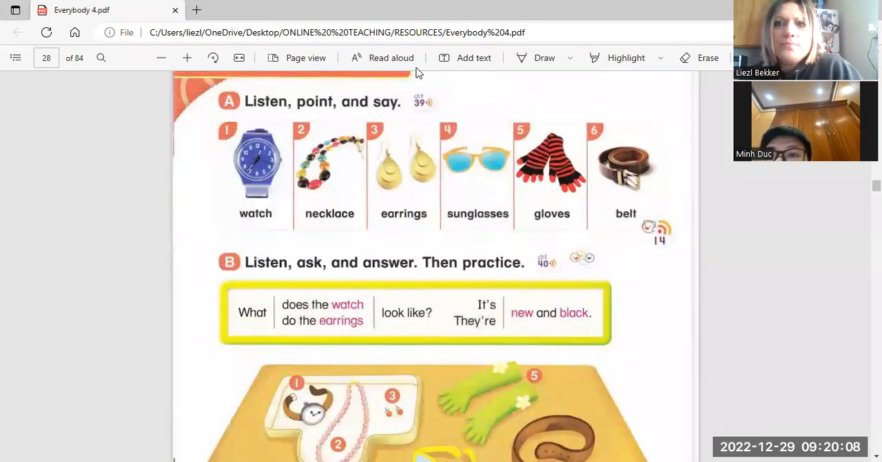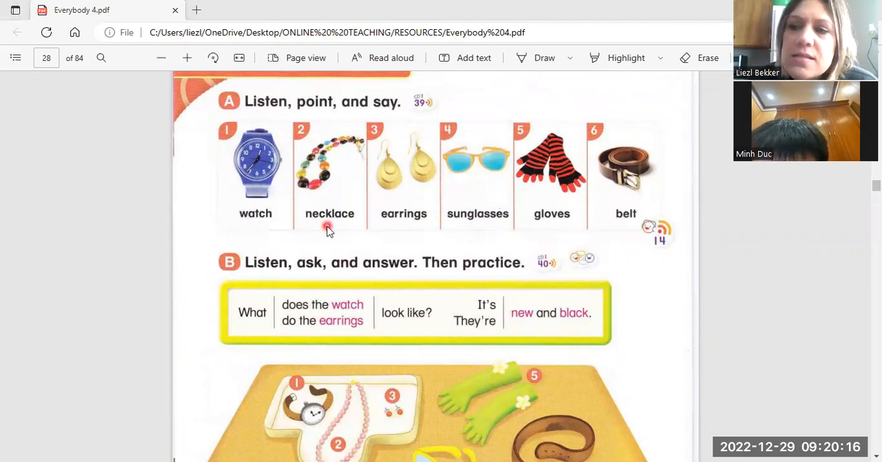Number two. Watch. What? Necklace. Earrings. Sunglasses. Gloves. Belt. Good. Belt.